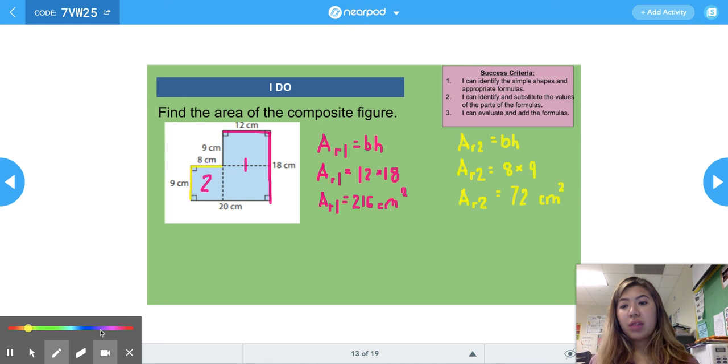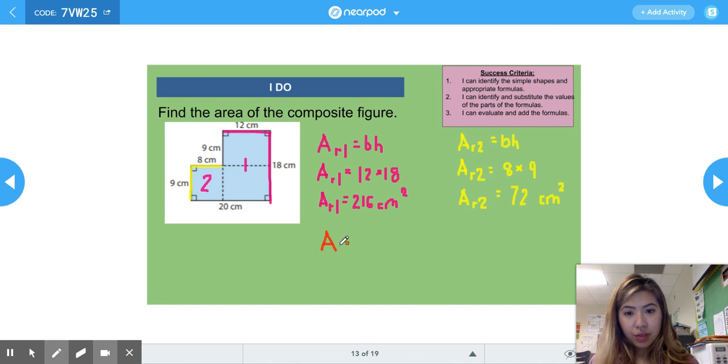So now that I have the area of the 2 smaller rectangles, to find the area of the composite figure, I'm going to have to add them together. So the area of the figure is going to be 216 plus the 72. And that gives me 288 centimeters squared.